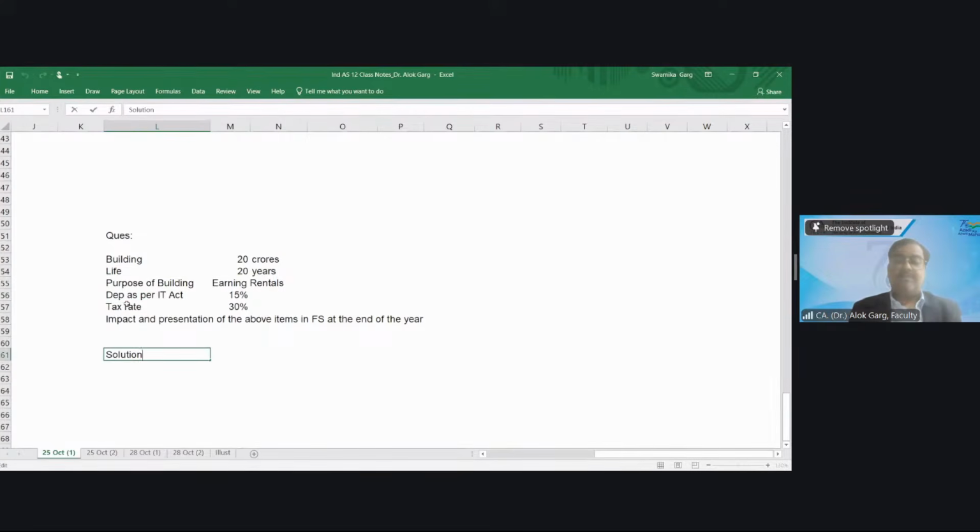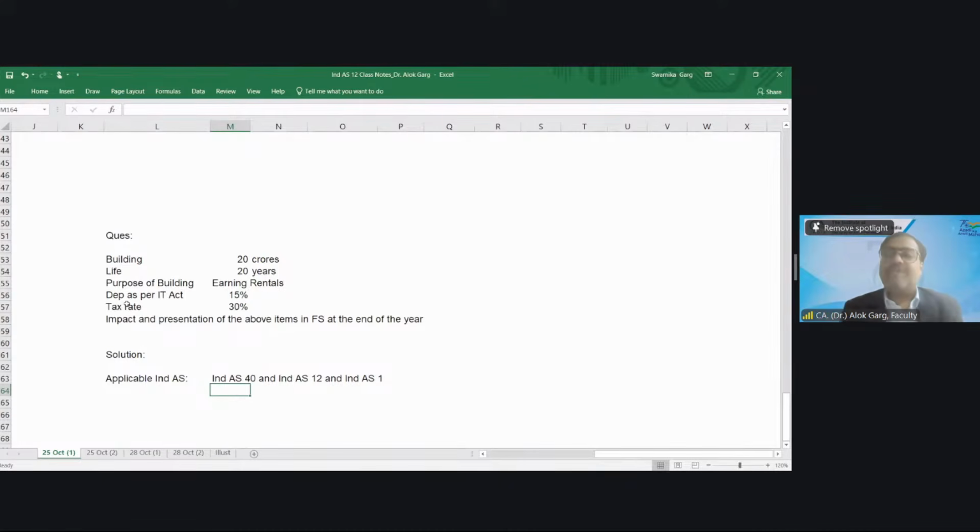Sir, Ind AS 40 and Ind AS 12. Ind AS 40 is investment property. So my applicable standards are Ind AS 40 and Ind AS 12, and Ind AS 1. Why Ind AS 1? Presentation, sir. Ind AS 1 talks about presentation of financial statements.